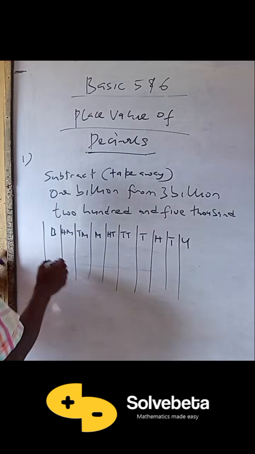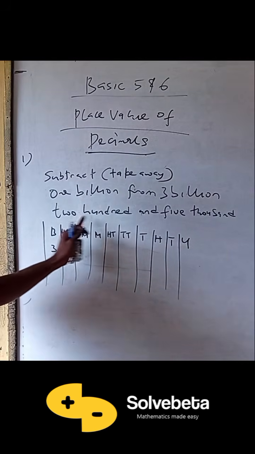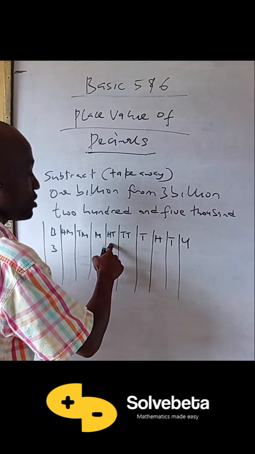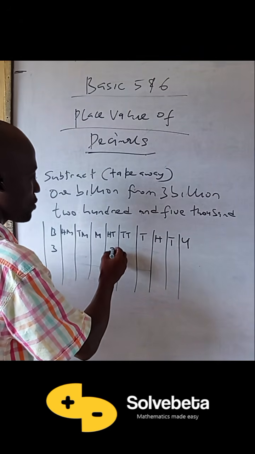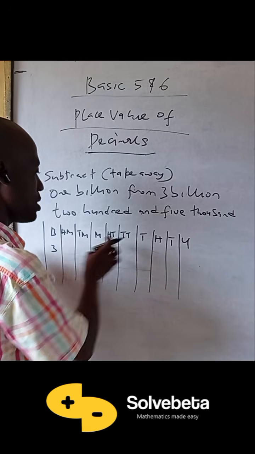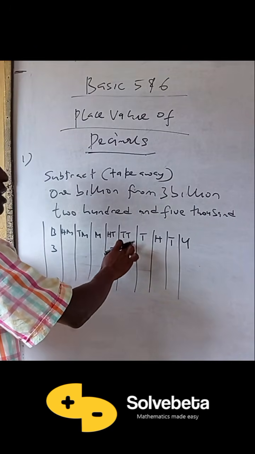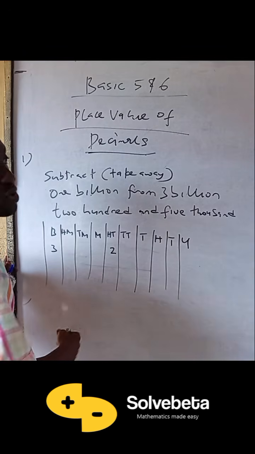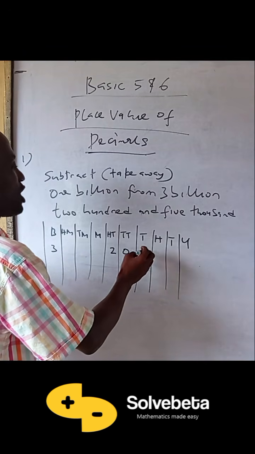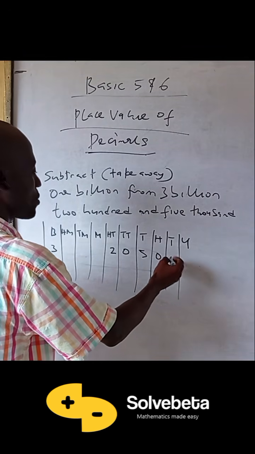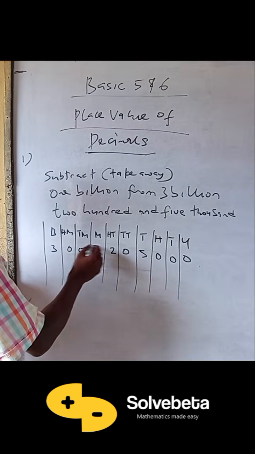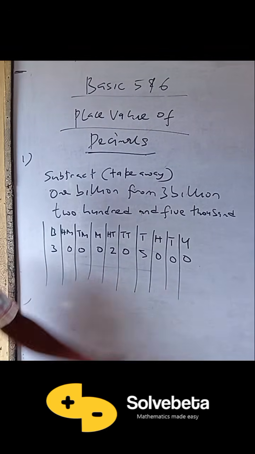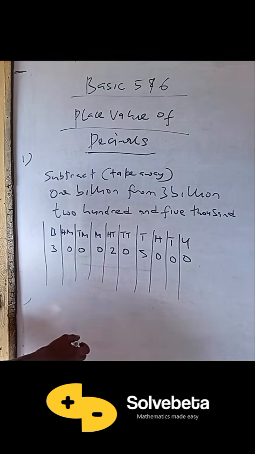So 3 billion, 205,000. Please, if this TT will confuse you, don't use TT. You can use something that represents 10 or something like 10,000. So you see that it's the same as what I wrote earlier. 3 billion, 205,000. Then 1 billion.